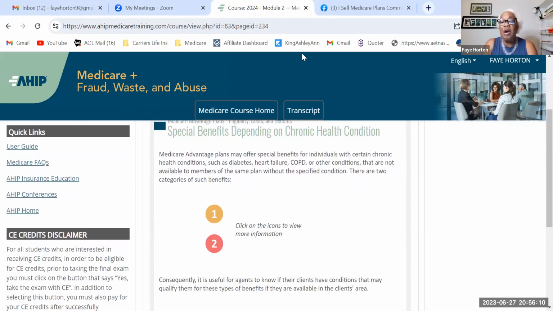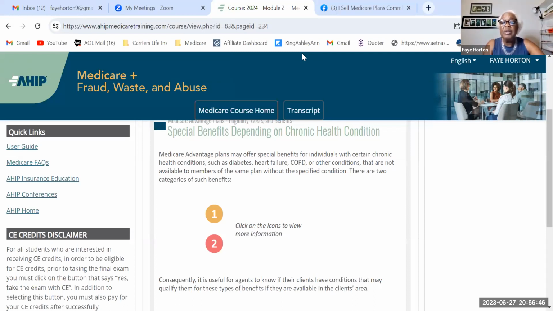Medicare Advantage plans may offer special benefits for individuals with chronic health conditions. We've already named them. We already know that not every carrier's chronic plan covers every condition. So you have to know which conditions are in which plans. One of the beauties of being a broker, you have access to more than one company. And if one company's chronic plan doesn't cover the condition that your member or your prospect has, you have options that you can look at other plans.